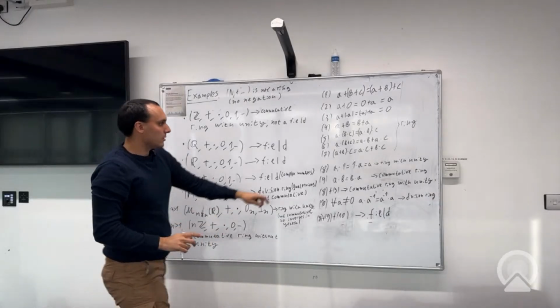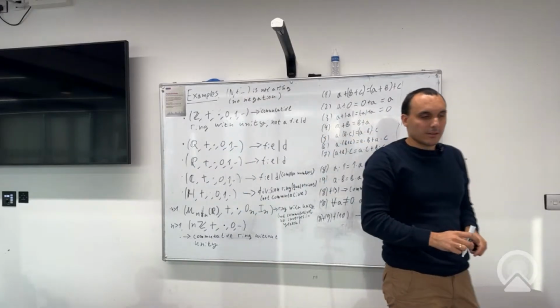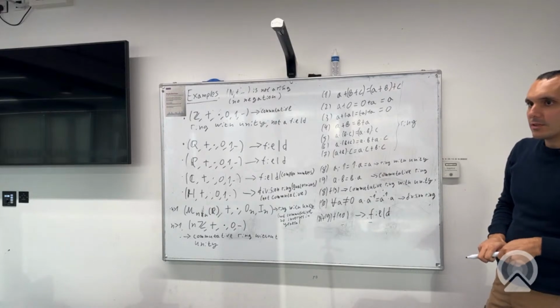So you see all these properties from 8 to 10. One of them doesn't force the other one.